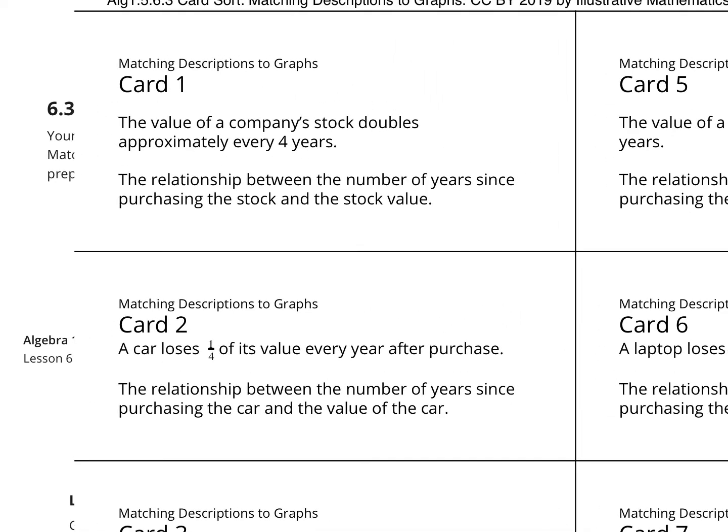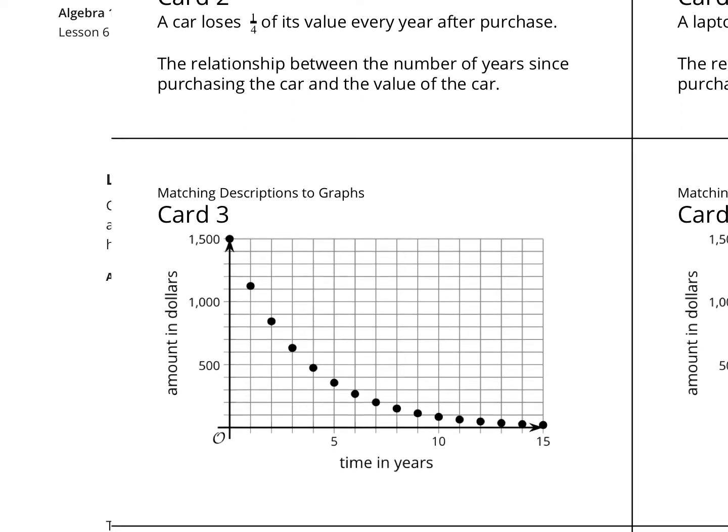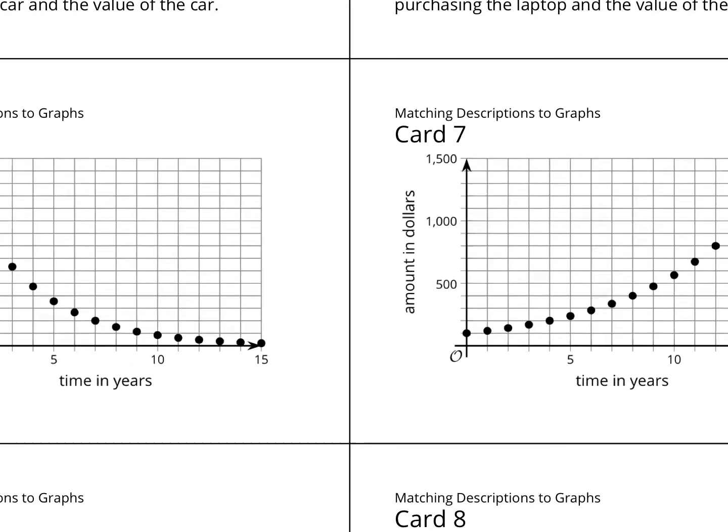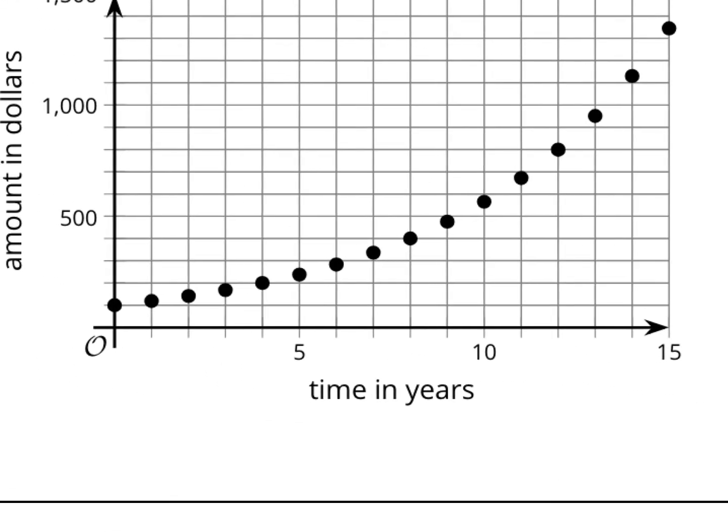So first situation says the value of a company's stock doubles approximately every 4 years. The relationship between the number of years since purchasing the stock and stock value. So if I know that the company's stock is doubling every 4 years, I need to make sure I look really closely at the graph to make sure that I'm looking for every 4 years. So let's take a look at the graphs. I know it's not card 3 because that's an exponential decay problem. This one it could be, so let's take a closer look.